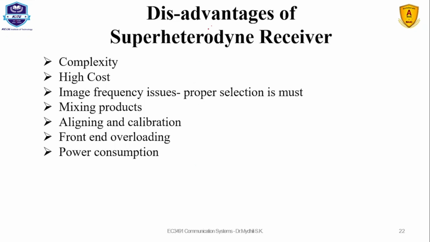And what are the drawbacks of the superheterodyne receiver? Its complexity is much higher, because it has to go with AGC, or automatic gain control, and it has high cost. Image frequency issues occur if there is no proper selection, so proper selection is a must to avoid image frequency problems. Mixing of products is much important, and aligning and calibration of this mixing of signals is very important. Front end overloading is a drawback here, and power consumption is also high.